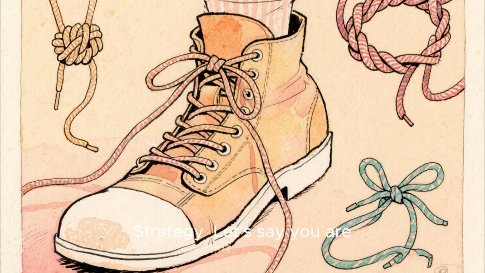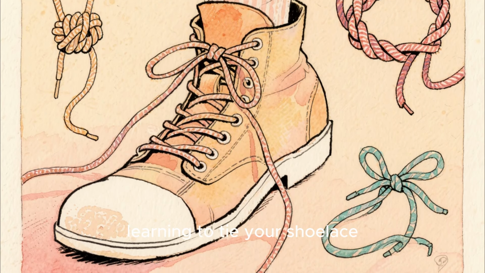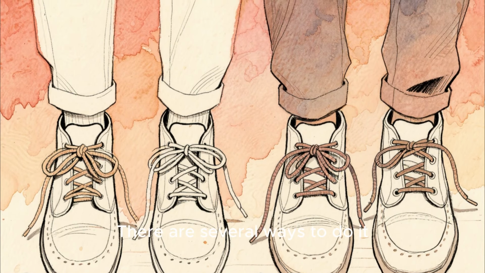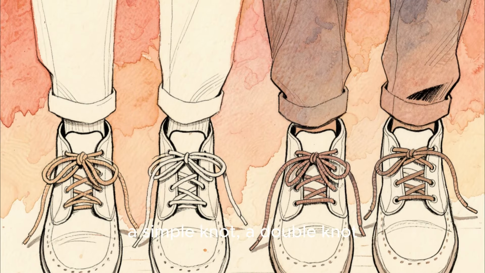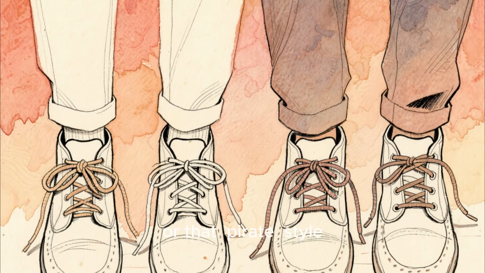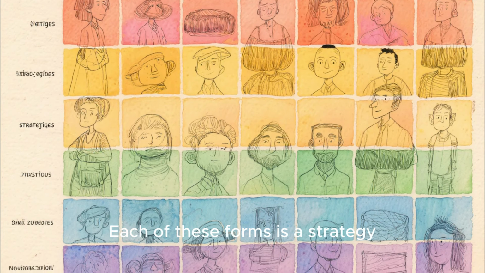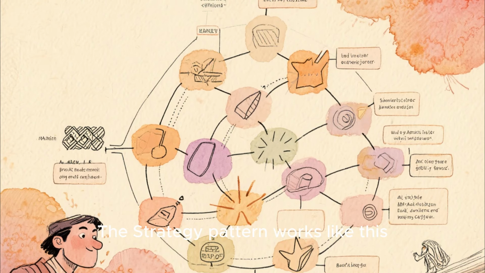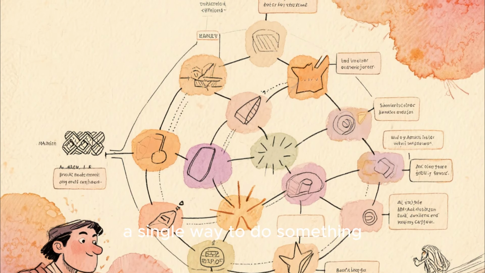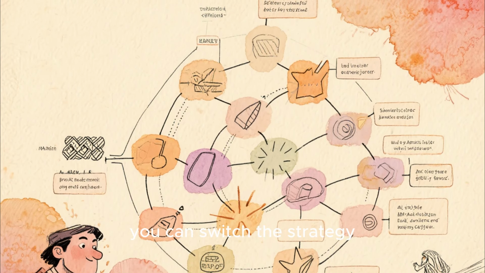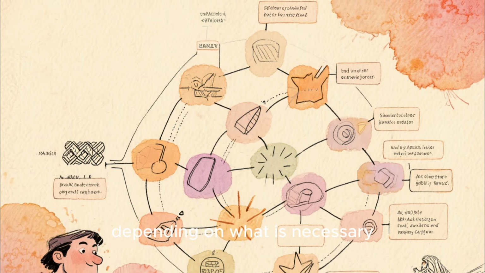Strategy. Let's say you are learning to tie your shoelace. There are several ways to do it. A simple knot, a double knot, or that pirate style. Each of these forms is a strategy. The strategy pattern works like this. Instead of having a single way to do something, you can switch the strategy during the program, depending on what is necessary.